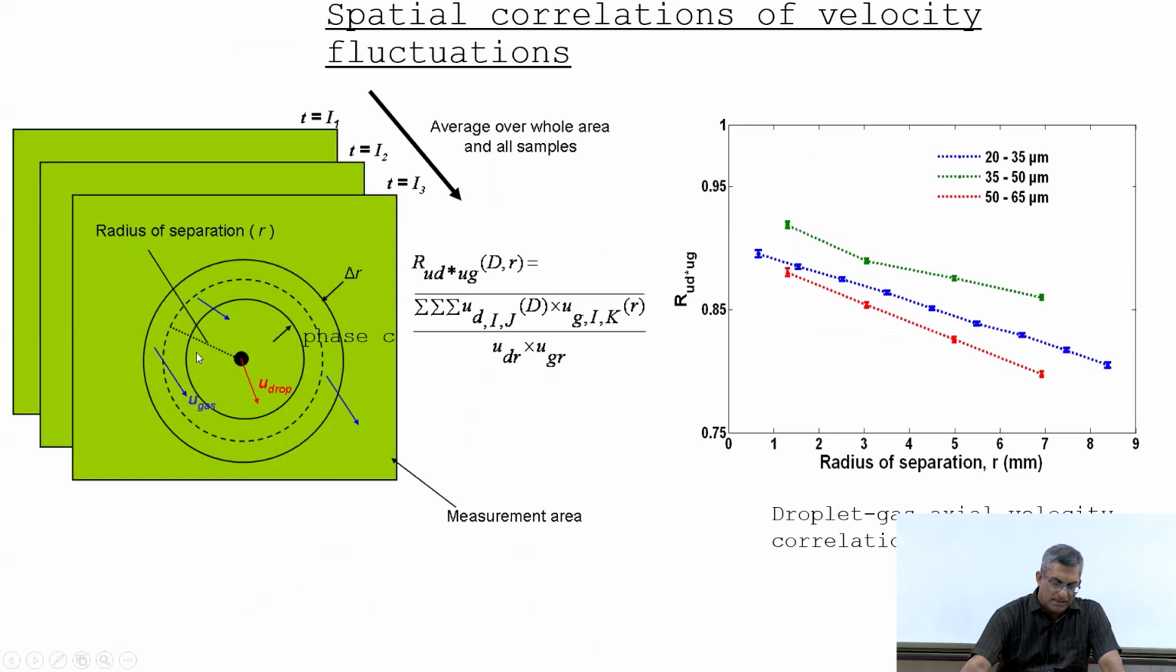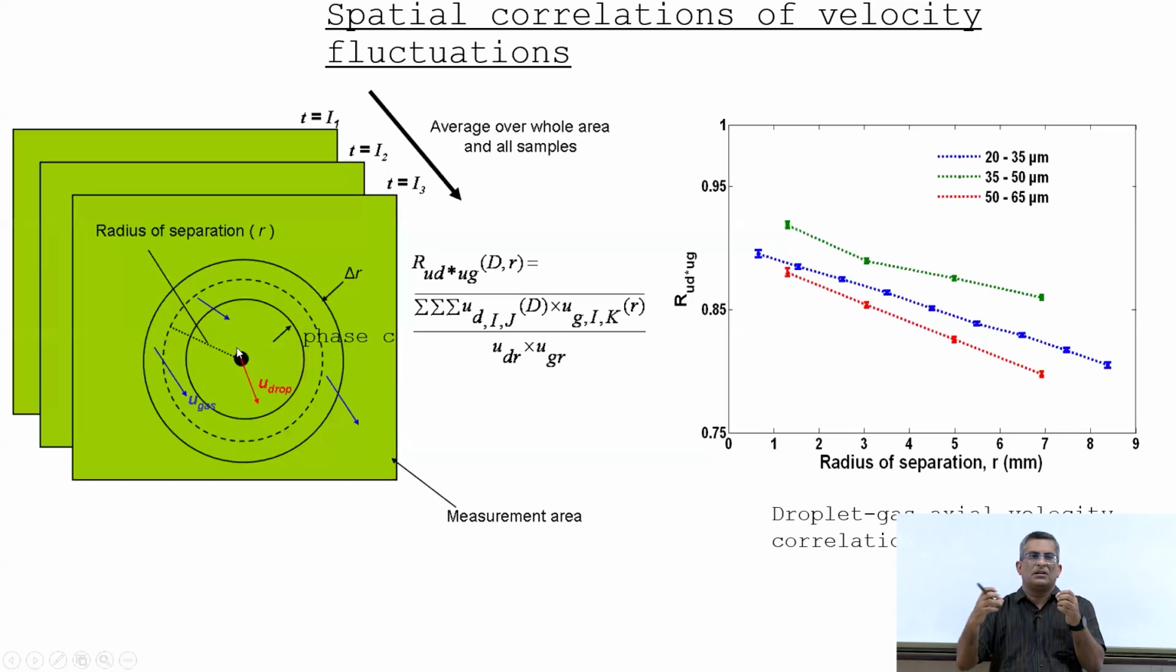Correlation means here you have the velocity of the particle, here you have the velocity of the gas at a given time instant, at a given separation distance. You calculate these two velocities, multiply them, and do this for all time instants and take an average. Now you can get this correlation as a function of particle size class as well as a function of the separation distance.